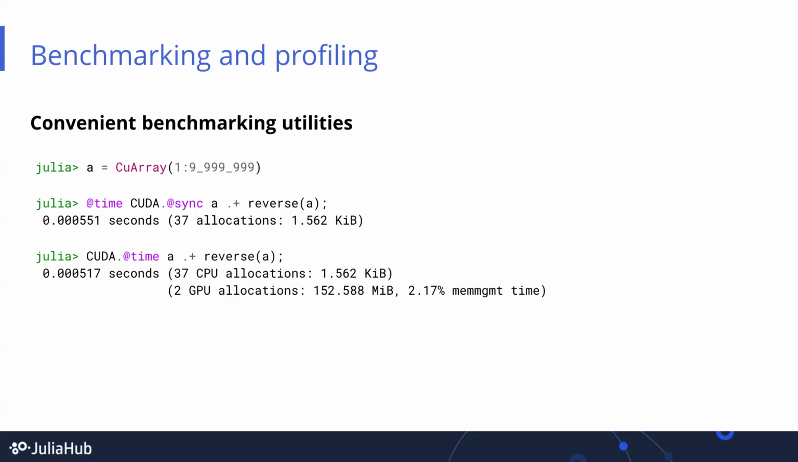We have a shorthand for this, which is CUDA.@time. It gives you some additional insights in the amount of memory allocation. So this is predictable: the reverse is the third one, memory, then the broadcast as the other, and then basically allocations.